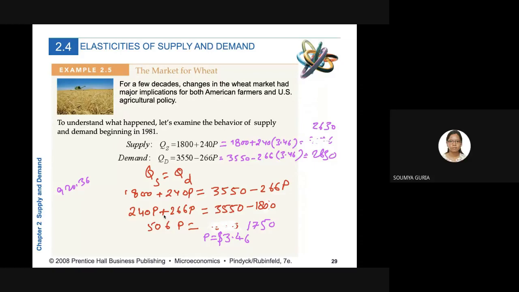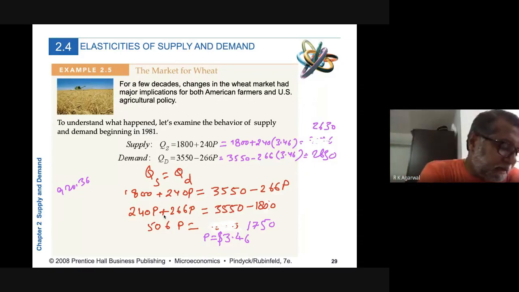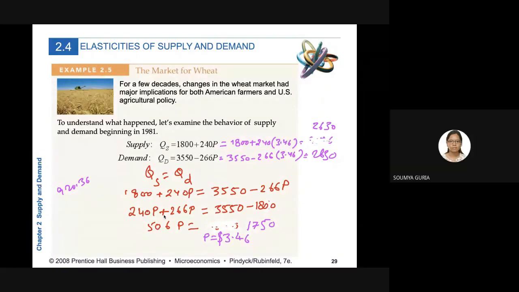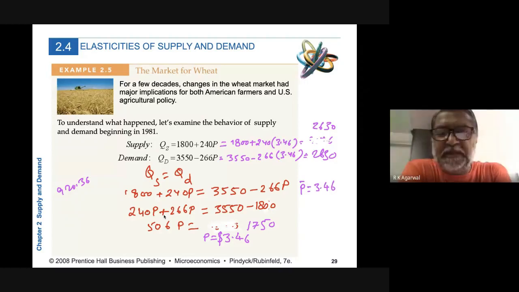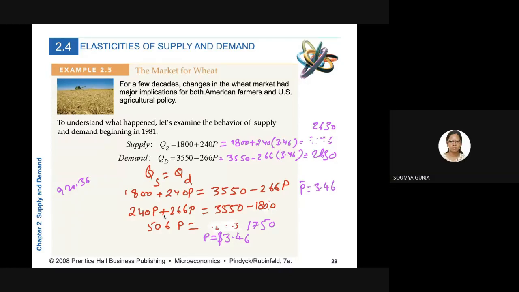So how do we summarize it? Equilibrium price is 3.46. Equilibrium quantity demanded is 2630.